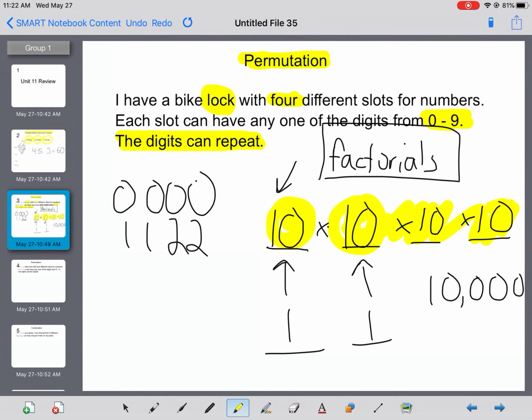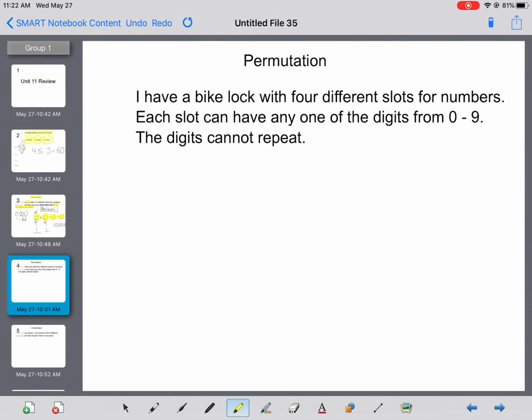But now let's look at it a little bit differently where it's still a permutation, but there's something different. So it's the same question up till the end. Bike lock with 4 different slots, any one of the digits from 0 to 9. But then it tells me the digits cannot repeat.